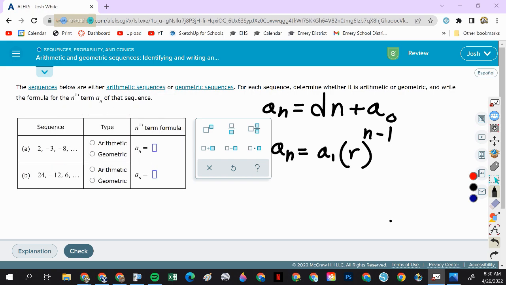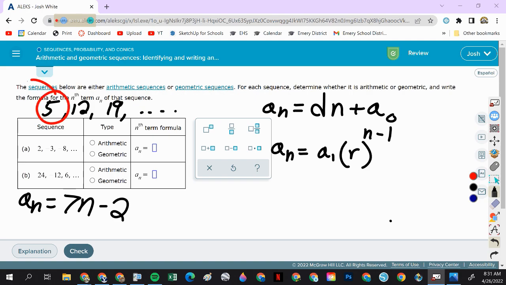Okay, let's say my sequence was 5, 12, 19. What would the formula be? We're adding 7. So a sub n is 7n plus, in this case, it's minus 2. So if we take this number and we backtrack one step, so we subtract 7, we get negative 2. And that's what goes in the formula.